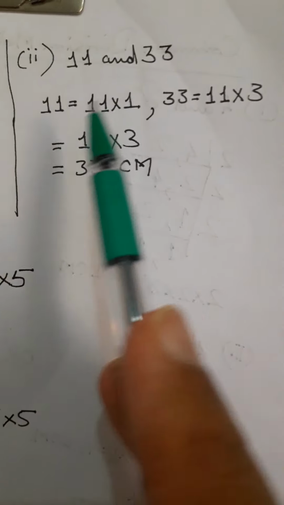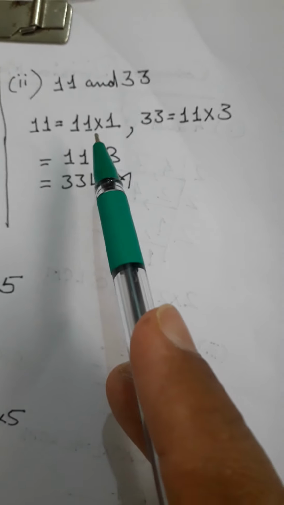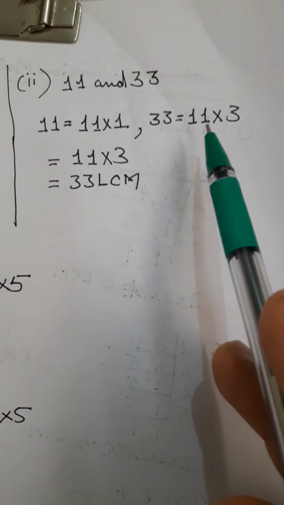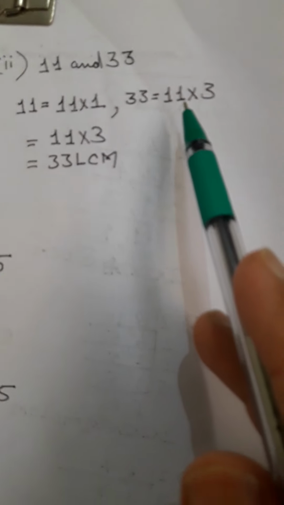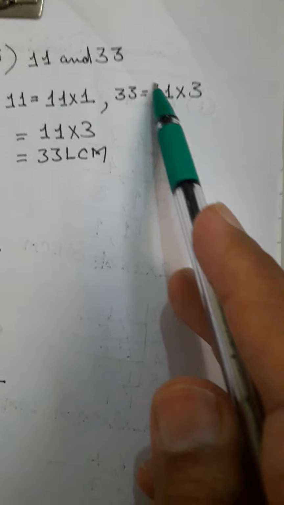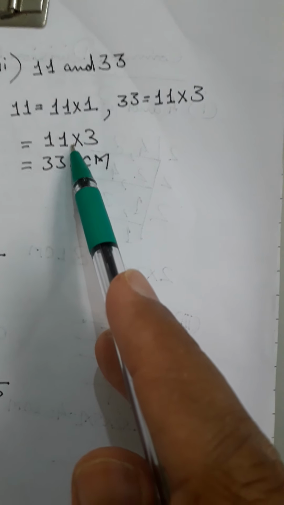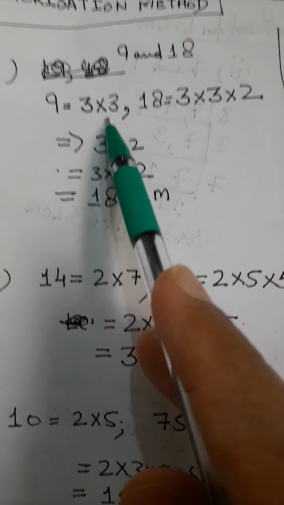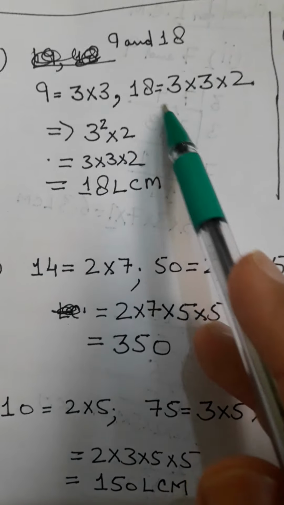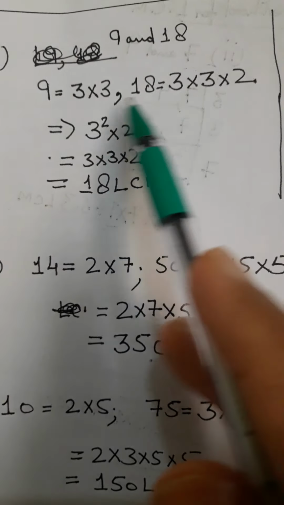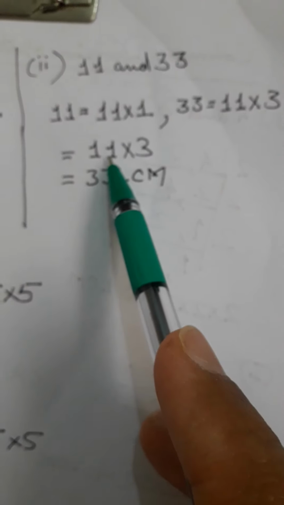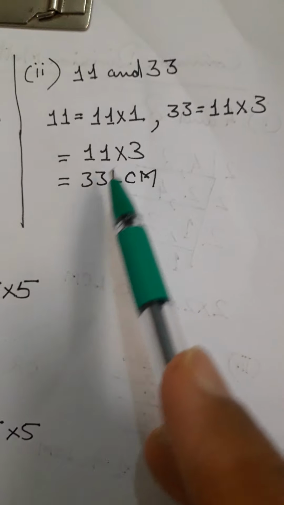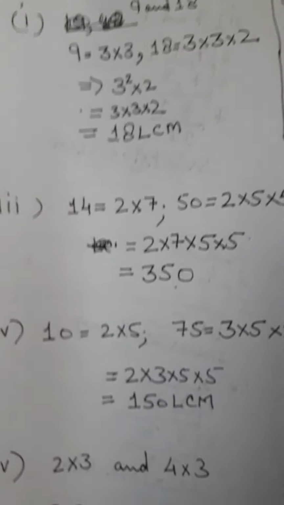Similarly for 11 and 33, 11 into 1 is the factor. 11 is a prime number. Right, 11 into 3, 3 is also a prime number. So what is common here? 11, 11. So only once 11 will come. Remember that. There, 3 was coming twice because it was 3 into 3 and 3 into 3. Both the 3's were common. Here, only once 11 is here, only once 11 is here. So 11 came down, and what is uncommon is 3. It also came down, so 33.